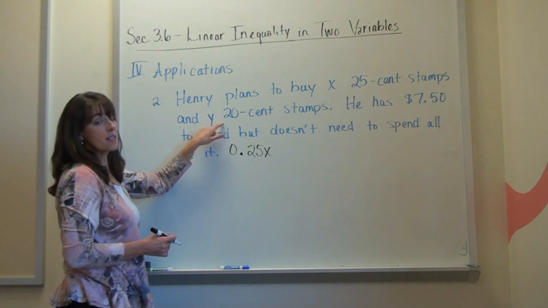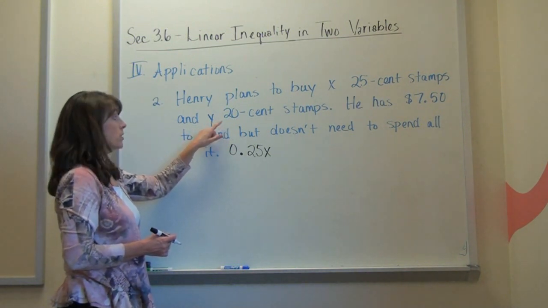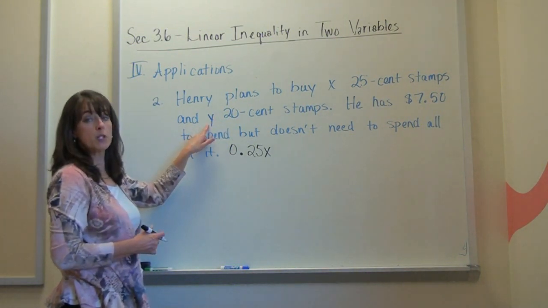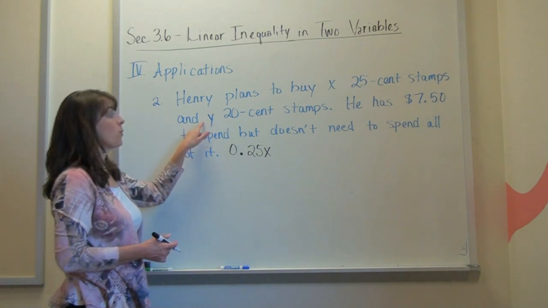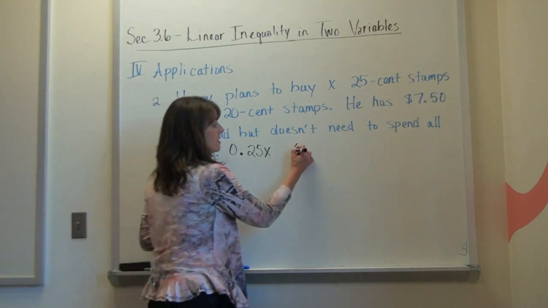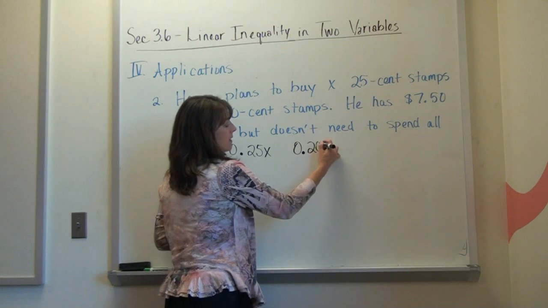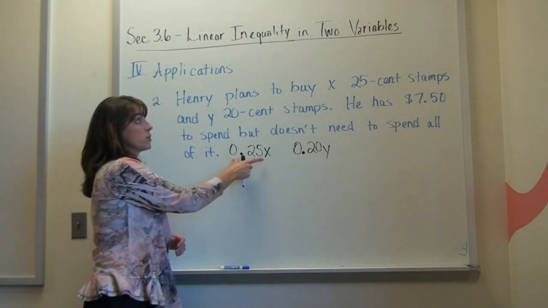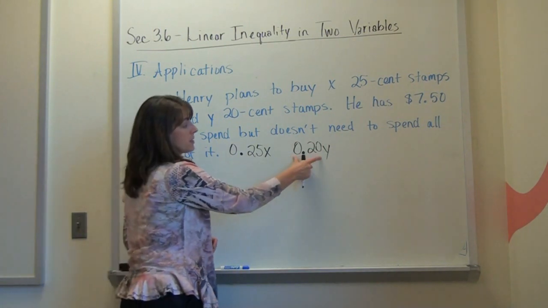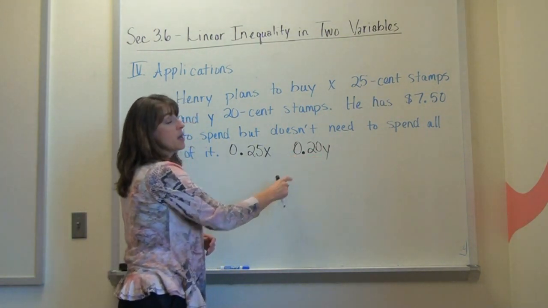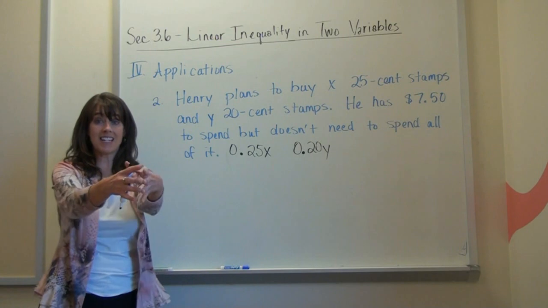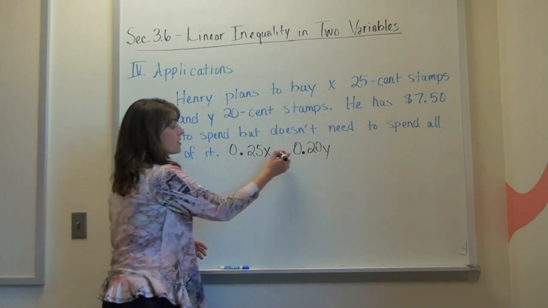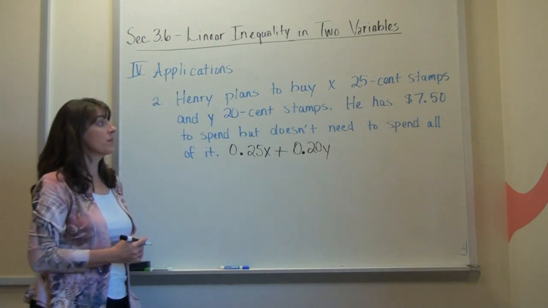He's got the 20-cent stamps that he's buying. How many? We don't know. It's this many. But how much will he spend off of all of them? It'll be Y times the 20 cents right here. So here's the amount of money he's going to spend on the 25-cent stamps. Here's the amount of money he's going to spend on the 20-cent stamps. But we know that he's spending all of that together, and so the together concept is going to be the idea of adding the two.